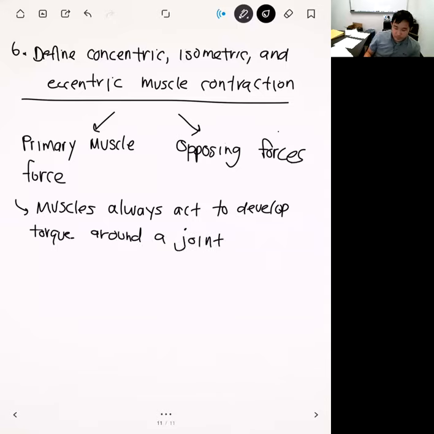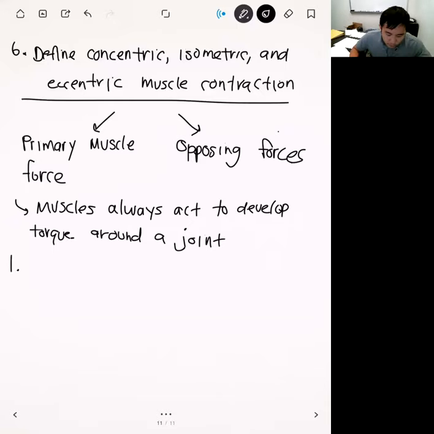And so the primary muscle force will want to develop a torque in one direction, either clockwise or counterclockwise. And then all of the opposing forces will want to produce a torque in the opposite direction. If one is going to do counterclockwise, the other one is going to do whatever the opposite of that is. With that out of the way, we're ready to define our terms.